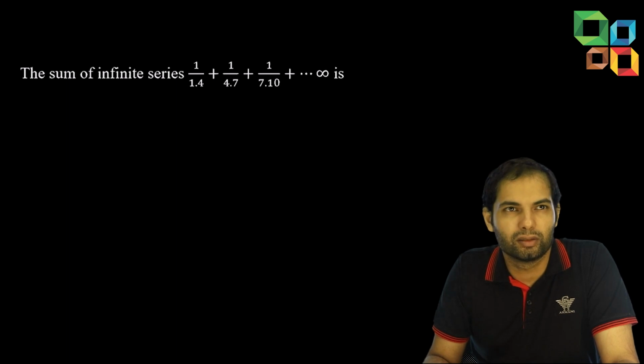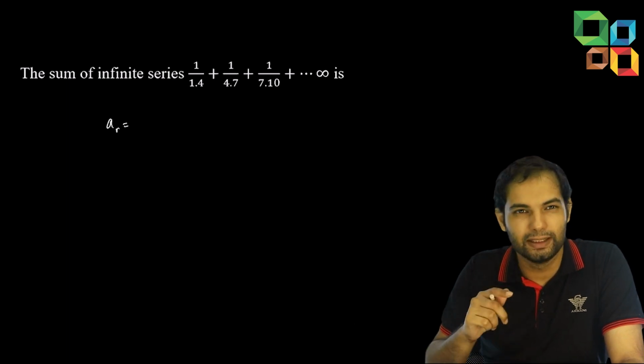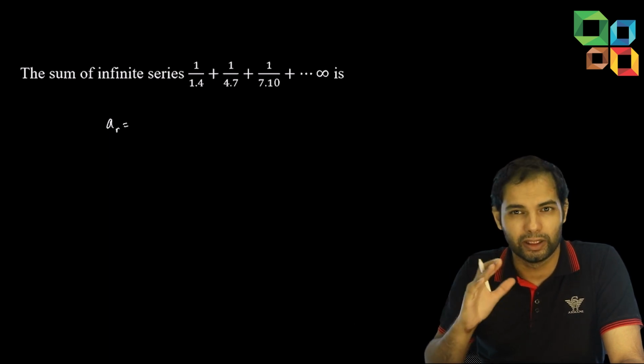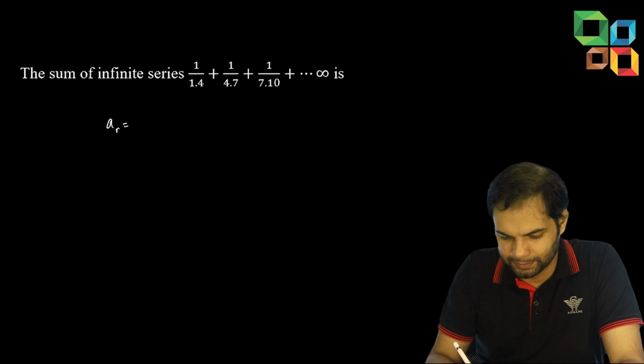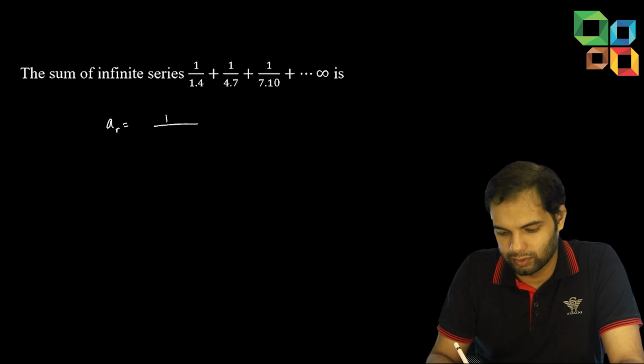Yes. What should be the method? Sir, I again took a general term. Okay, general term. I'll write in terms of a_r. The only reason I write in terms of a_r is because we use n for the last term, so it can get confusing. Nothing else. So what is a_r? 1 by r into r plus 3.